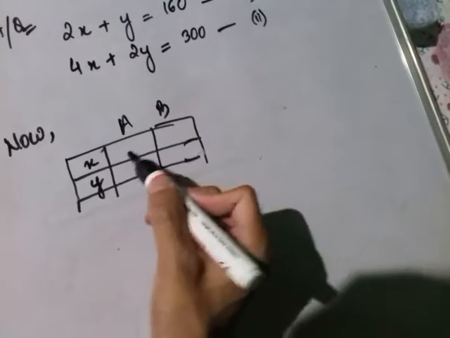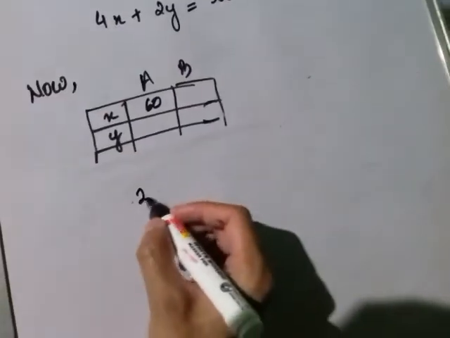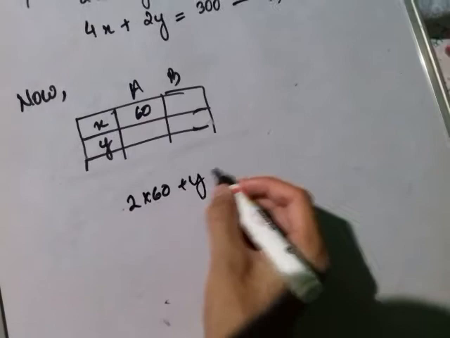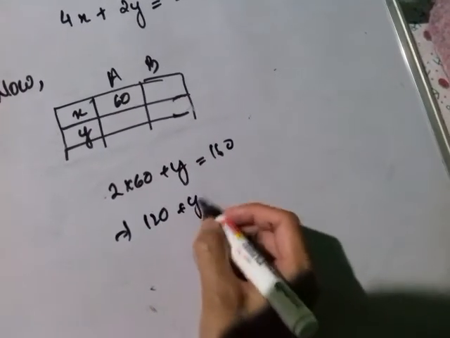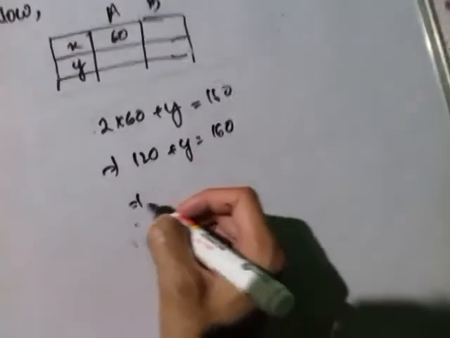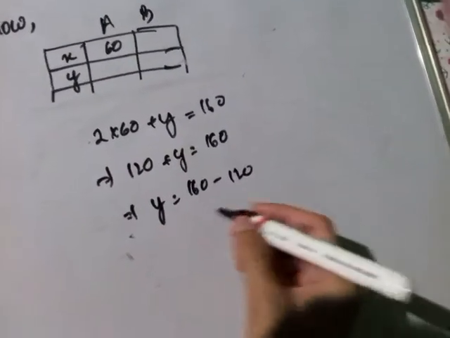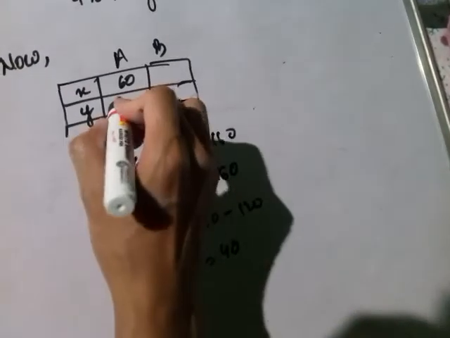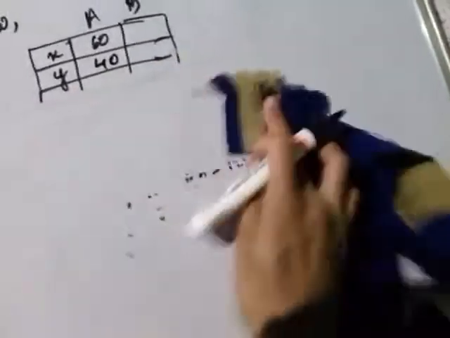So x and y will be, if you take x as 60, you put here 2 into 60 plus y equals 160. How much will you get? 120 plus y equals 160. Then y equals 160 minus 120. How much will you get? 40, no? So you will put here 40. y is 40, okay, if you put x as 60.